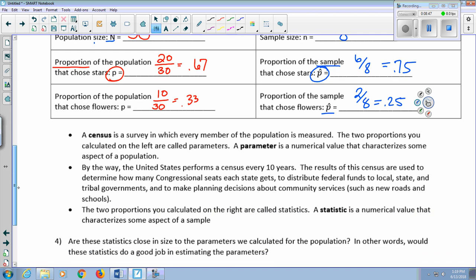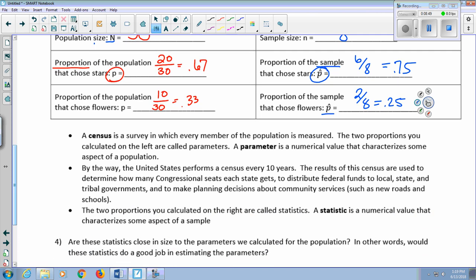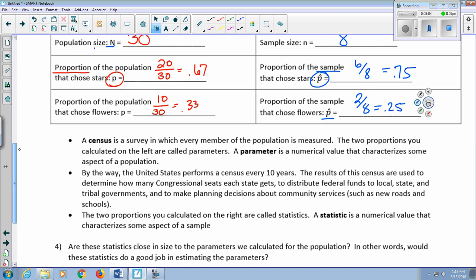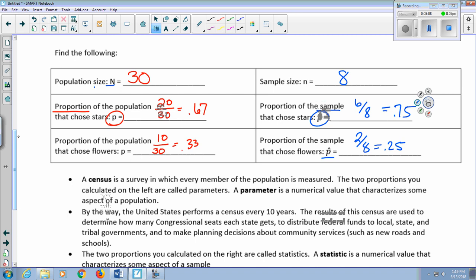A census is a survey in which every member of the population is measured. So a census is when you're able to ask every single person in the population the question. The two proportions calculated on the left are called parameters. And a parameter is a numerical value that characterizes the population.